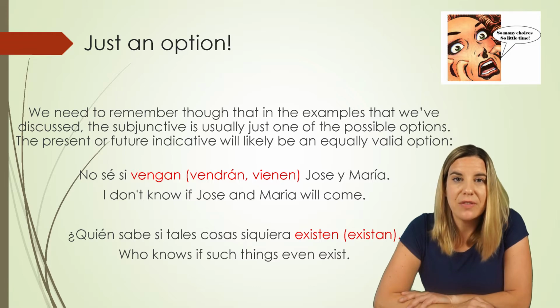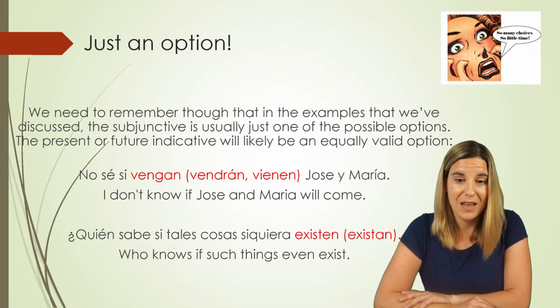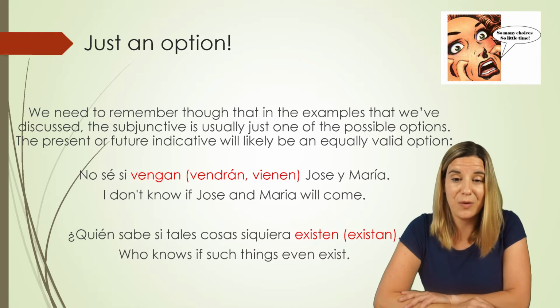So just remember that there's always options here. So this is just one way to say some of these examples that we've gone over. Of course, in the real Spanish-speaking world, you're going to find lots of different ways to say these sentences. No sé si vengan, or vendrán, or vienen José y María. I don't know if José and Maria will come. I don't know if they would come. I don't know if they are going to come.